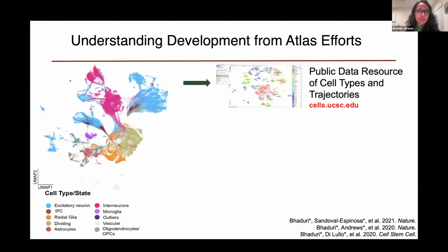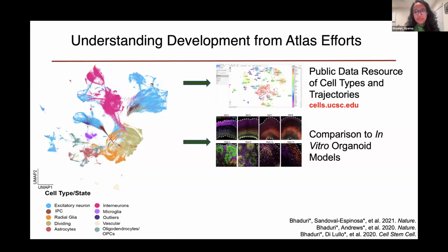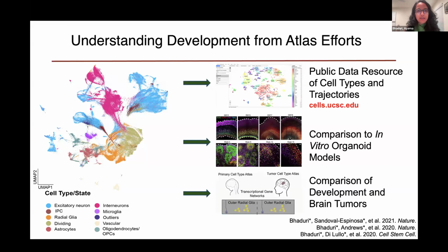So if you want to see what your favorite gene of interest is, just go check it out, and it's super easy to do. And if you want to play with the data, you can also download it. We've also used these data to compare to in vitro organoid models and to benchmark the strengths and weaknesses of these in vitro systems, which are really crucial for studying the functionality of human cell types. And although we won't talk about it, compared to the development of brain tumors.